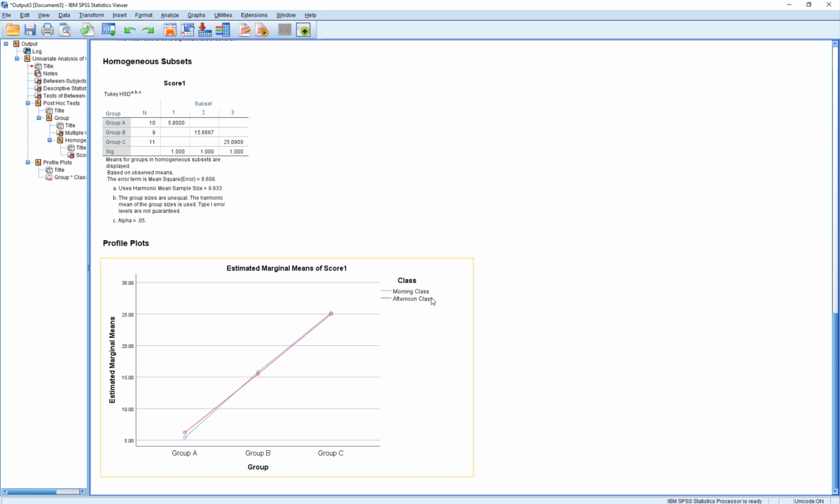We have our morning class and our afternoon class represented by a blue line and a red line respectively. Here on our x-axis, the horizontal axis, as it was called just a moment ago, we have group A, group B, and group C. These two lines represent the means of those two different classes for each level of the group. And notice how we see these lines are almost right on top of each other, which would explain again why we don't see a significant difference for class.